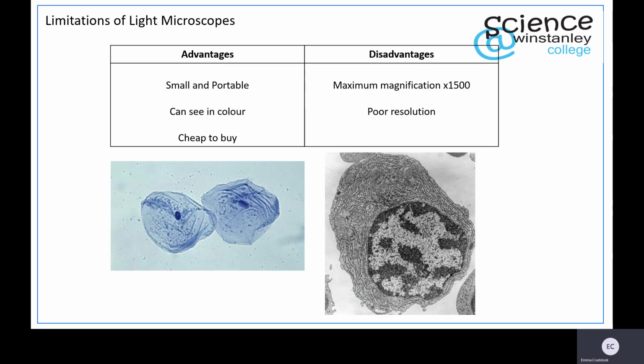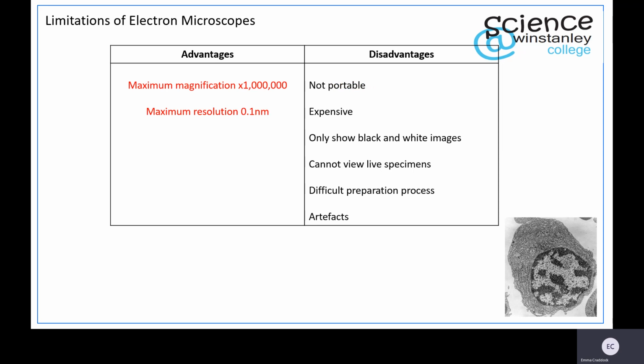So we've talked about our limitations, these being the maximum magnification and the poor resolution. However, you can overcome these using an electron microscope, which has a maximum magnification, theoretically, of times a million, and a maximum resolution of 0.1 nanometers. However, in reality, due to technical difficulties, things like you can damage the specimen with too high an electron beam, it's not always possible to reach maximum magnification and resolution.